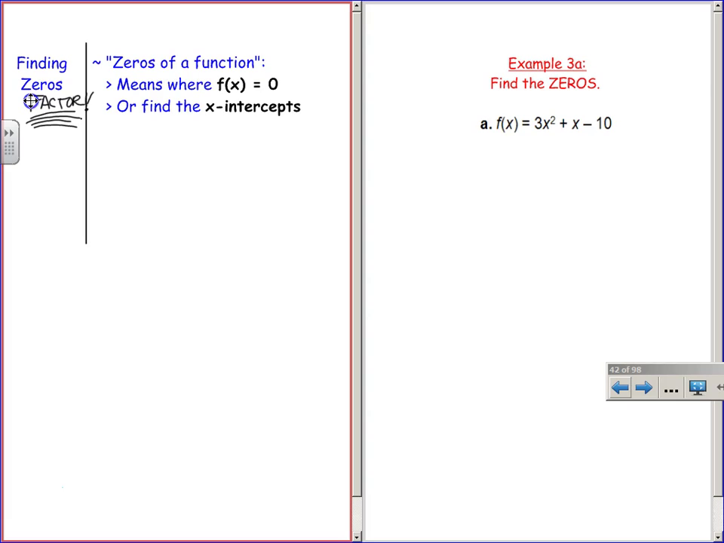The table method, there are different table methods, just to be honest. The one that I know of basically does guess and check, but it shows work. So what it does is it says, hey, let's take the function, which is 3x squared plus x minus 10. Let's take the 3x squared. Let's take the negative 10.